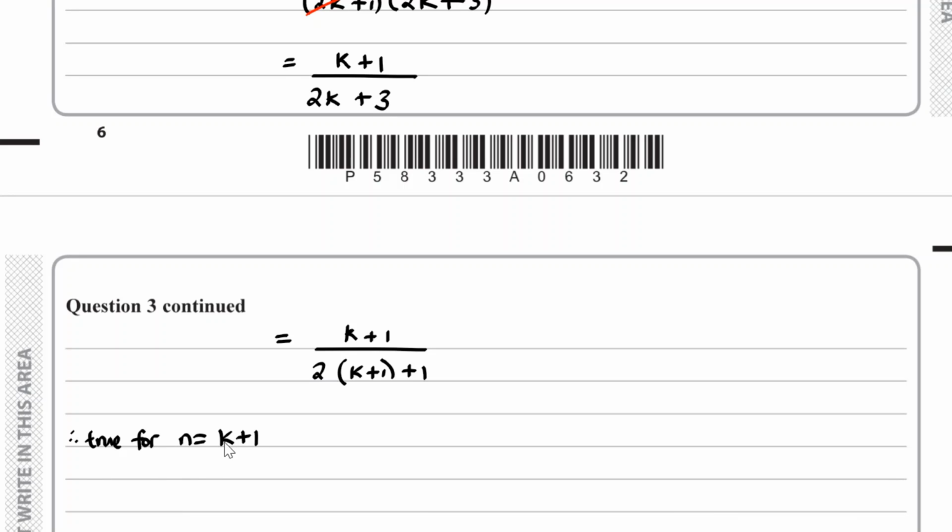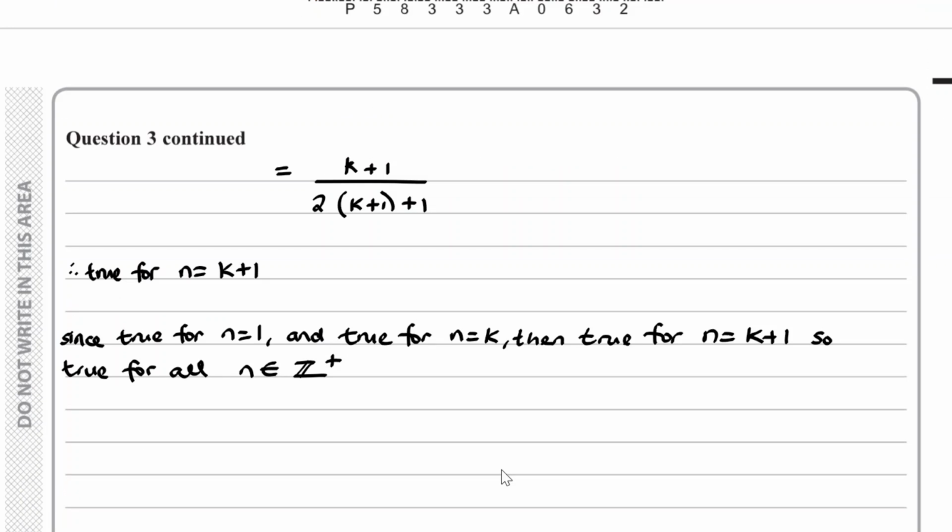And our final step is the conclusion step, where we write the following. So since true for n equals 1 and true for n equals k, then it's true for n equals k plus 1, and so it's true for all positive integers n. Okay, so hopefully all that makes sense.